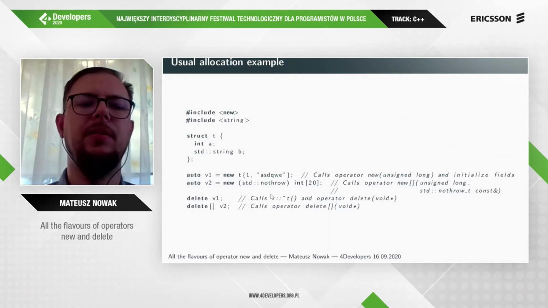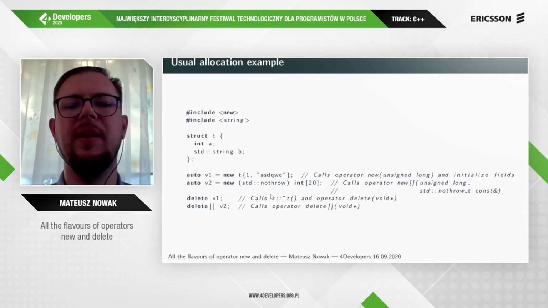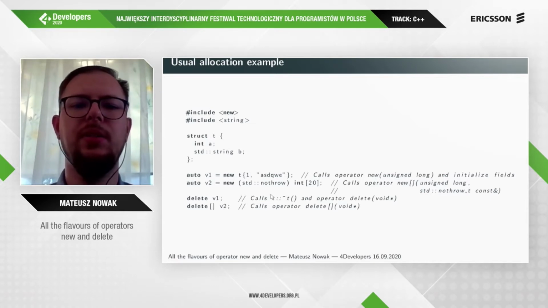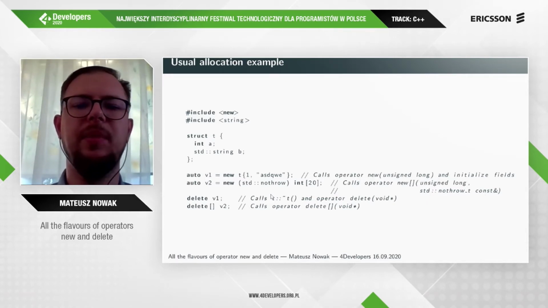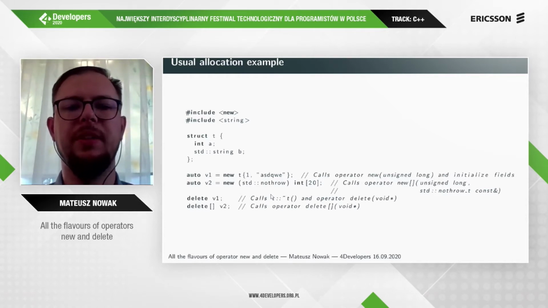Next, we want to allocate memory for an array of ints and put it into the v2 variable. And here's the syntax that allows passing different parameters to new expressions. So we put parentheses after the new keyword and before the type name. And here we put the std::nothrow tag. This one results in a call to the array version of operator new, non-throwing.